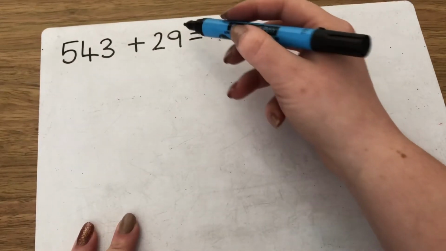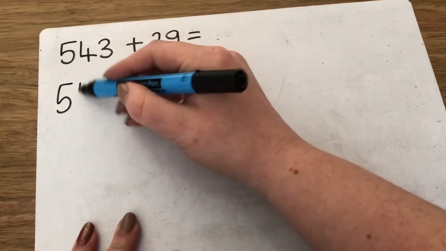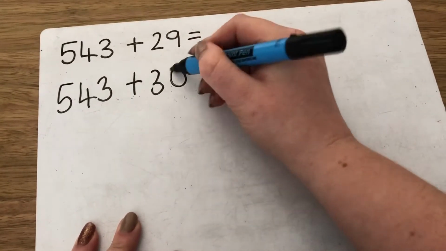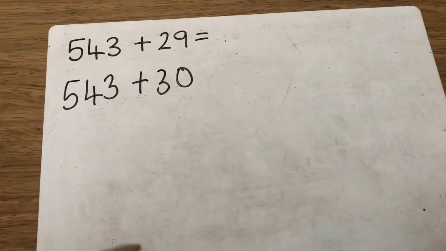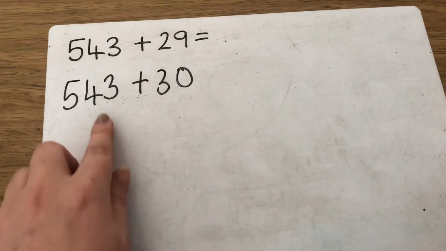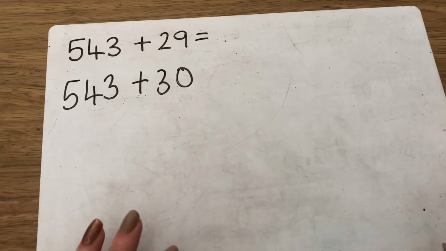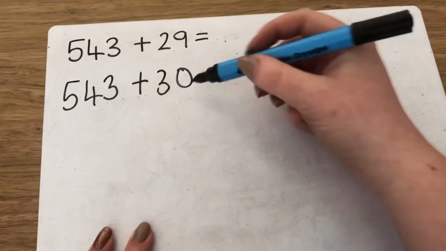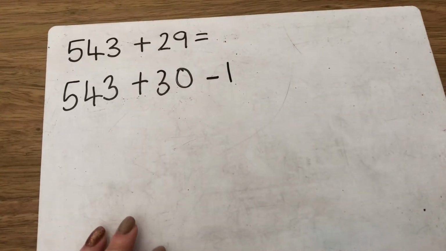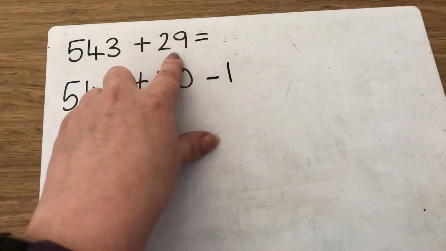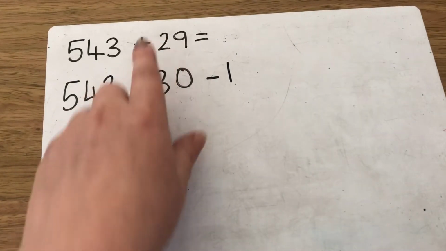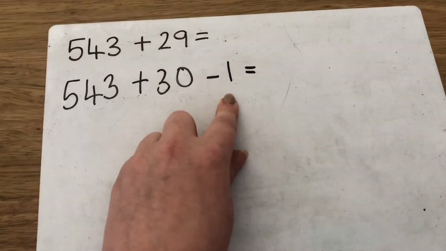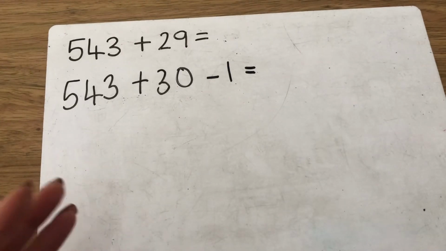So if we change our number sentence to 543 add 30, that's going to be really easy for us to add mentally, because we're just going to be focusing on our tens. But because we've added the 1 on, we need to remember to take that off at the end, because we don't want to add on 30, we initially just want to add on 29. So when we've added the 30, we can then subtract the 1 to make our calculation correct.